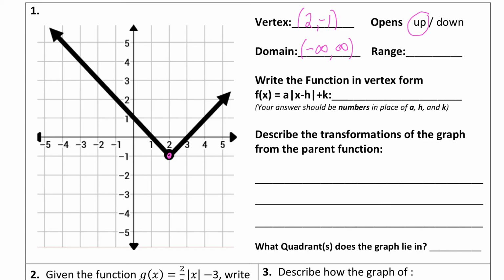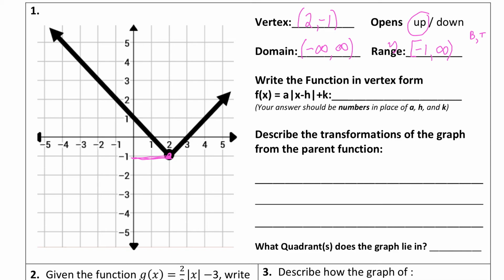The range in interval notation, remember you want to go from the bottom up to the top, and we're looking for the y values. Well, the y value at the bottom of this graph is -1. And it's going to have a bracket because that is a solid point. So it's going to go from -1 all the way up to the top, which is infinity. And infinity always has parentheses.